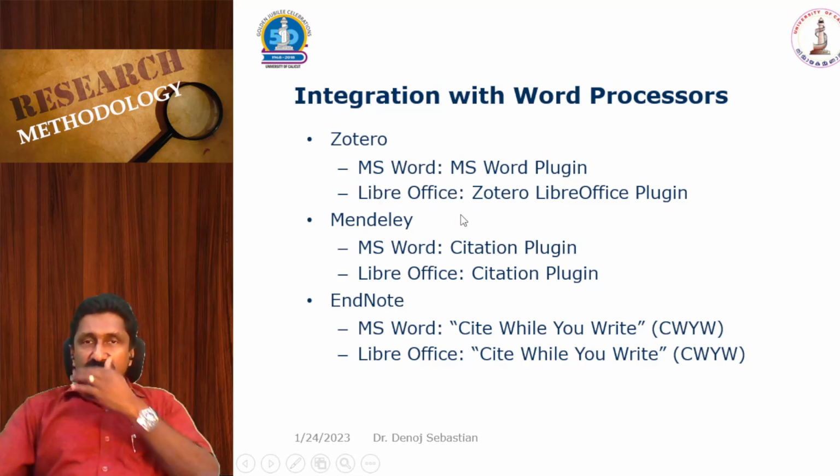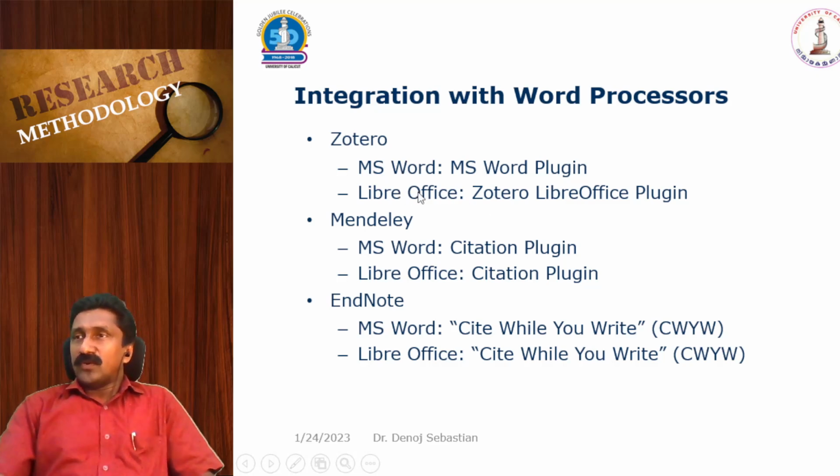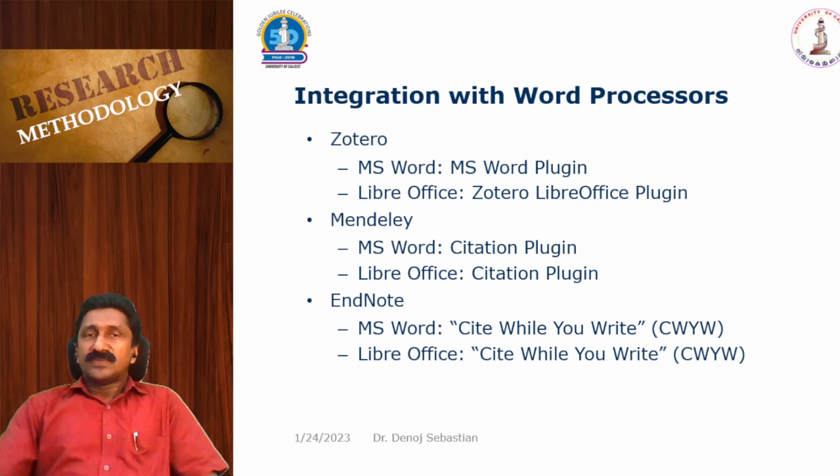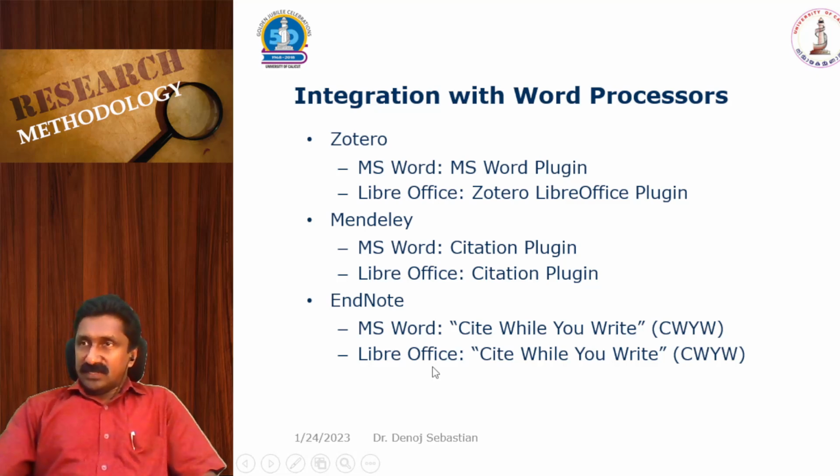If you are familiar with Linux, you might be aware of LibreOffice, which is a counterpart of Microsoft Word that can be used. So it also provides a plugin. Then another one, Mendeley, also has an MS Word plugin and a LibreOffice plugin. EndNote also provides you with the Microsoft Word plugin and LibreOffice plugin.